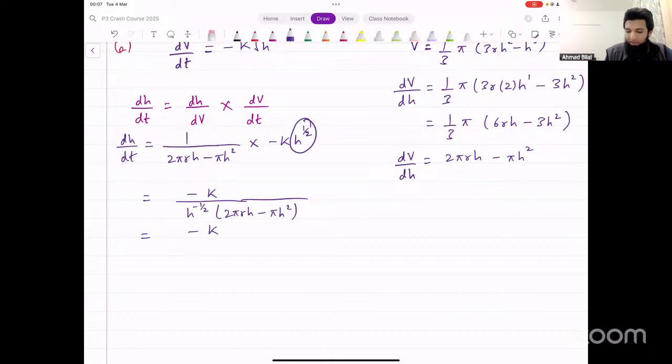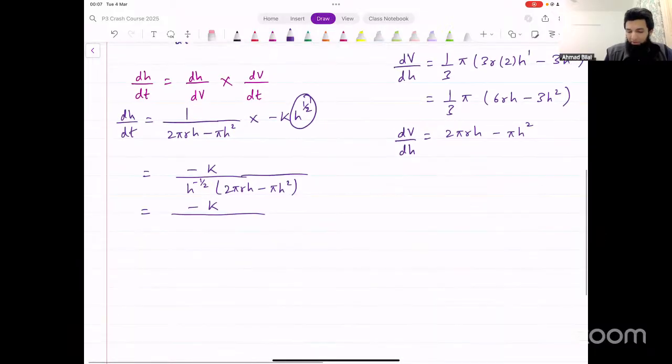minus k divided by, what do they want at the end? Okay, let me just show another step. That's okay. 2 pi R, h power 1, h power minus 1 over 2. What does that become? h power 1 over 2. Minus 1 over 2 plus 1, that's 1 over 2. Minus pi into h power 2 minus 1 over 2. That becomes 3 over 2.